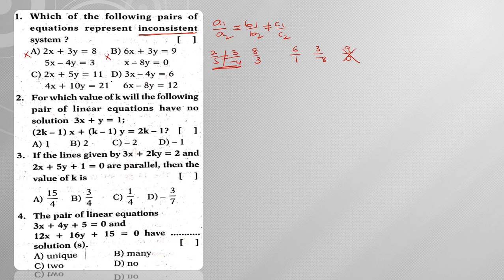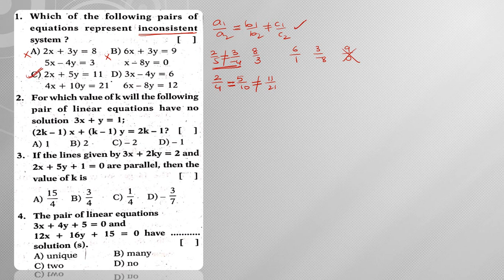Next, coming to option C: 2 by 4, 5 by 10, 11 by 21. If you observe, 2 by 4 is nothing but 1 by 2, and 5 by 10 is also equal to 1 by 2. So these two are equal, but 11 by 21 is not equal to 1 by 2. Hence, this satisfies the condition, so option C will be my answer.